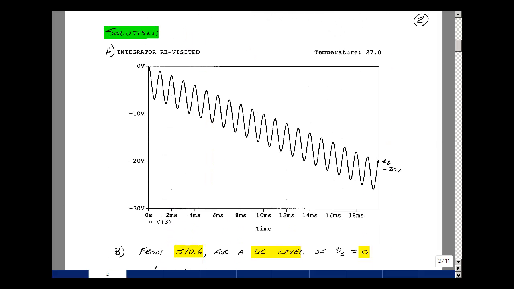So I ran the file and I plotted node voltage 3, and you can see here I have a sinusoidal output, but the output is increasing in magnitude. As we go more and more with time, our values increase and increase and increase. I stopped it at about 20 volts.